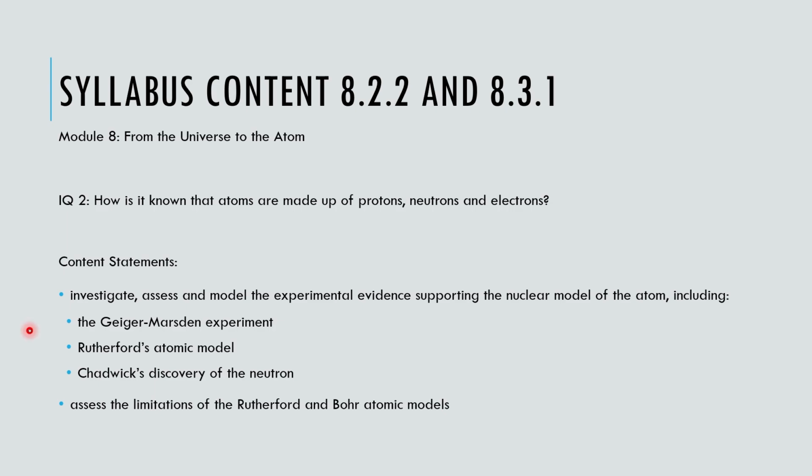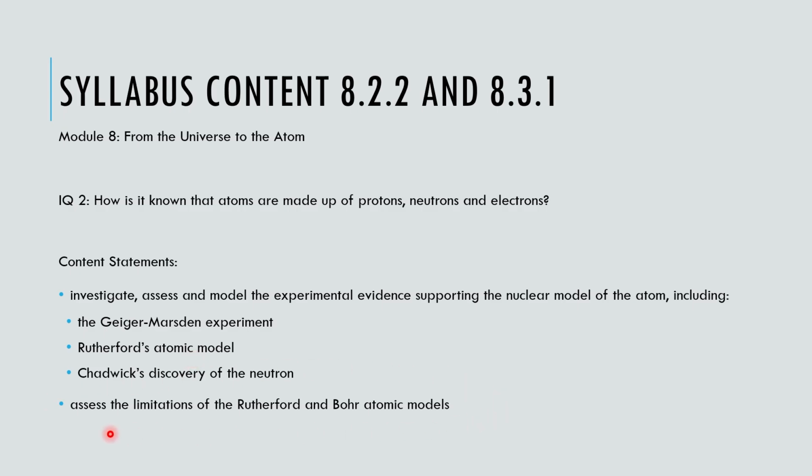We're still looking at the history of the development of the atom and the evidence for the atom's makeup of protons, neutrons, and electrons. This dot point is all about the nucleons, the protons and the neutrons. In particular today, our focus is on the discovery of the nucleus itself, which was achieved through the Geiger-Marsden experiment and led to the development of Rutherford's atomic model.